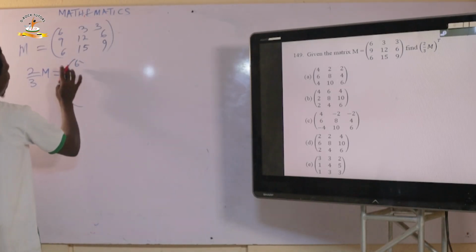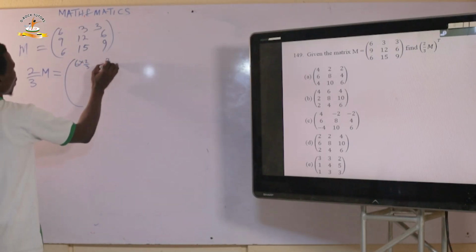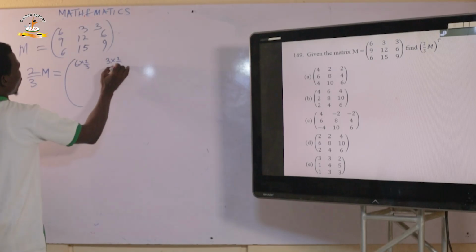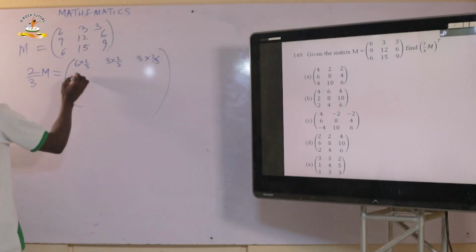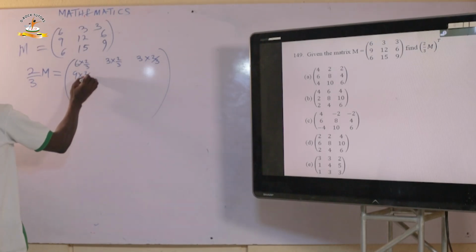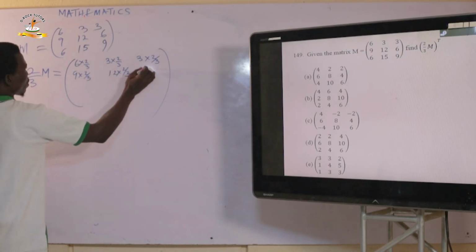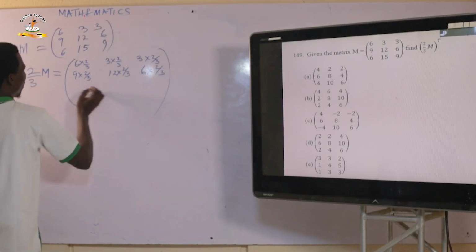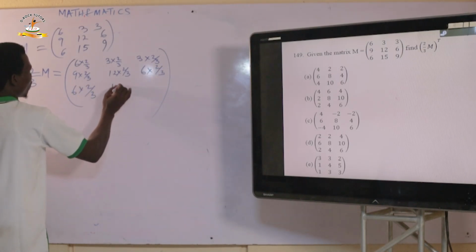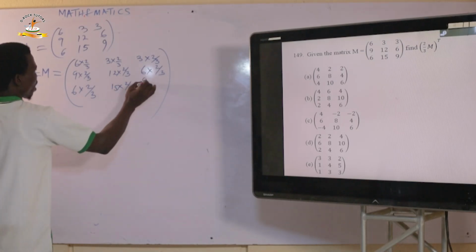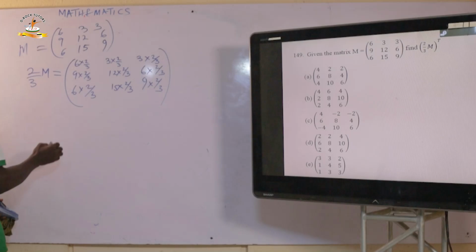So I'm just going to do that. 6 multiplied by 2 over 3. 3 multiplied by 2 over 3. 3 multiplied by 2 over 3. Then 9 multiplied by 2 over 3. 12 multiplied by 2 over 3. 6 multiplied by 2 over 3. 6 multiplied by 2 over 3. 15 multiplied by 2 over 3. 9 multiplied by 2 over 3. And let's see what this result is going to look like.